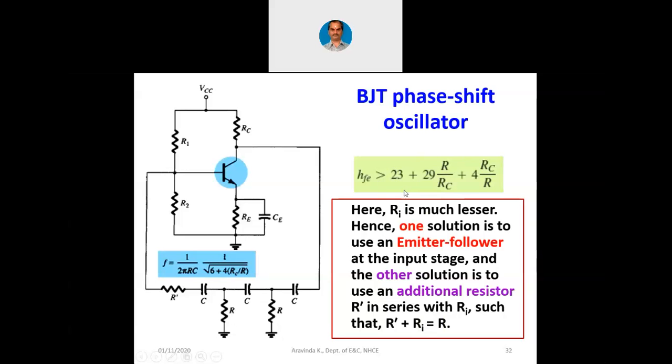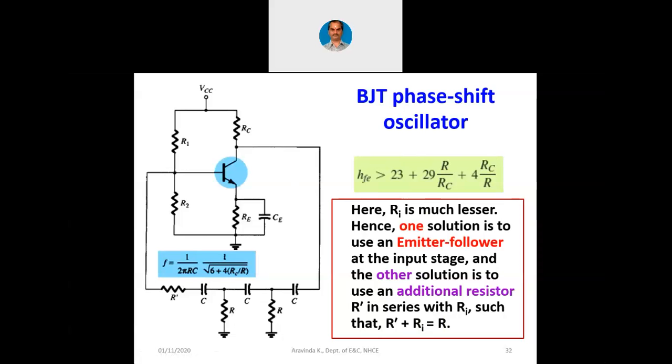As I have told you, we don't have the derivations of this formula in our syllabus because they are much bigger or slightly more complicated work. Scientists have already done it and we are only using the formulae. So in that case, hFE has to be greater than 23 plus 29 into R by RC plus 4 into RC by R. This may seem to be a crazy requirement, but if this requirement is not met, then the circuit will not work like a phase shift oscillator.